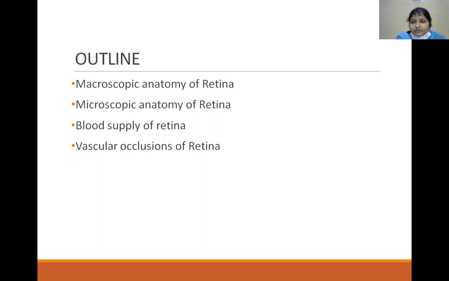Today we are going to deal with the macroscopic anatomy of retina, microscopic anatomy and structure, and the blood supply of retina, and various vascular occlusions of retina.